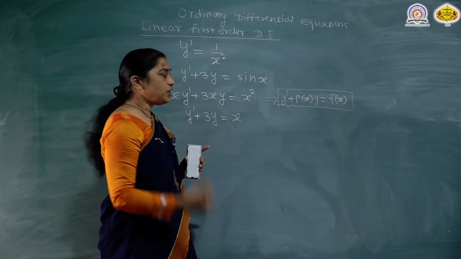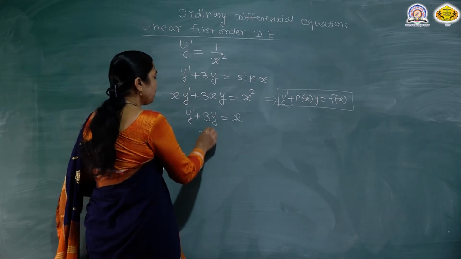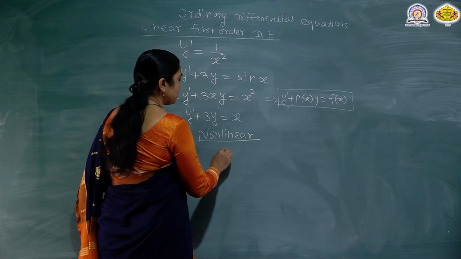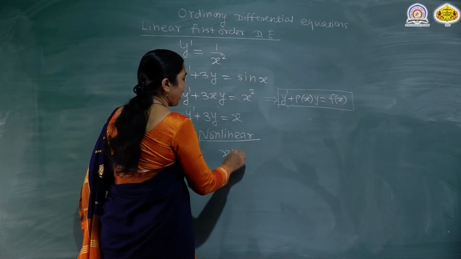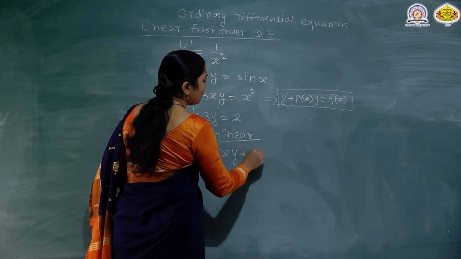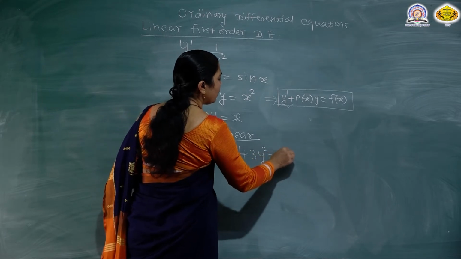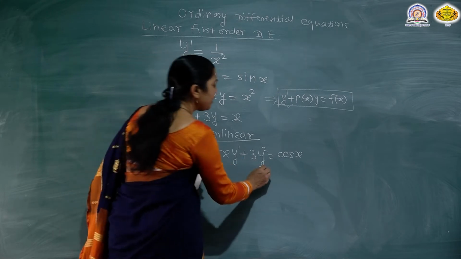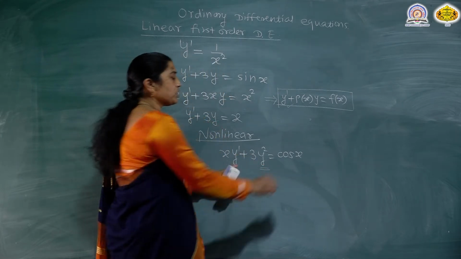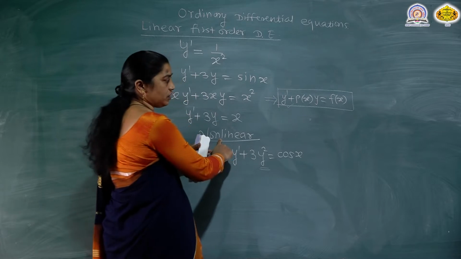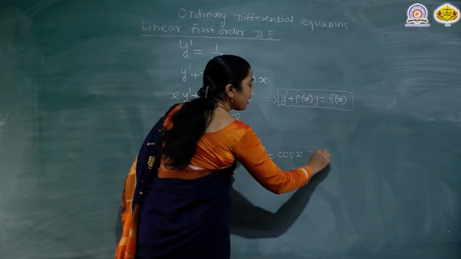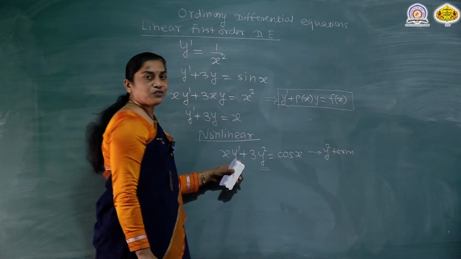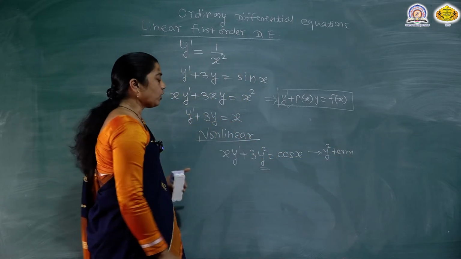So what are non-linear equations? For example, if I consider x y dash plus 3y square is equal to cos x. Now observe that instead of y, here it is y square. So obviously this is non-linear because of the y square term. This y square term makes this differential equation non-linear.